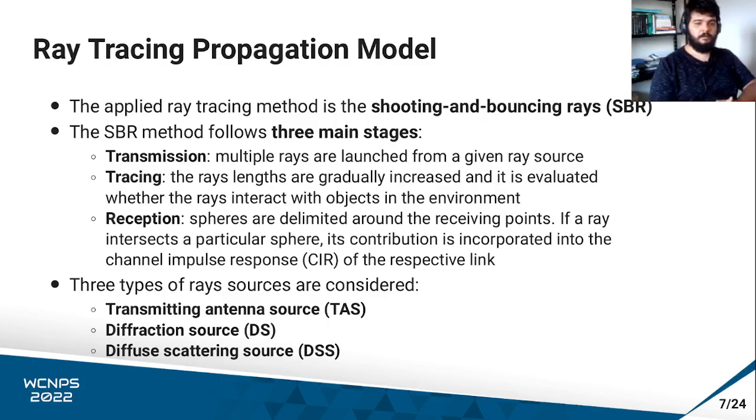In the tracing stage, the rays' lengths are gradually increased and it is evaluated whether the rays interact with objects in the environment. In the reception stage, spheres are delimited around the receiving points. If a ray intersects a particular sphere, its contribution is incorporated into the channel impulse response of the respective link. In our methodology, three types of ray sources are considered: the transmitting antenna source, the diffraction source, and the diffuse scattering source.